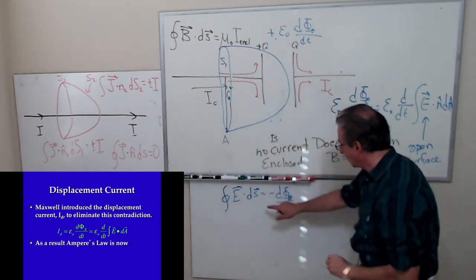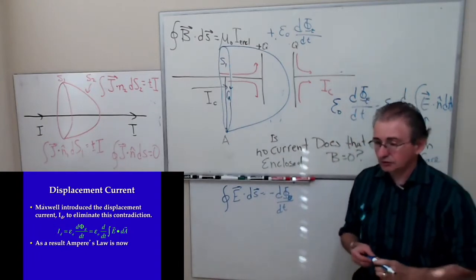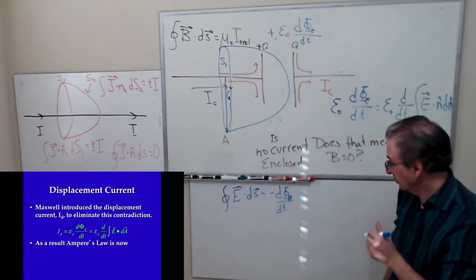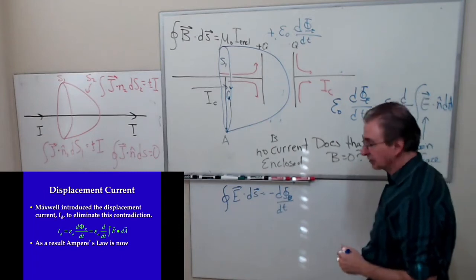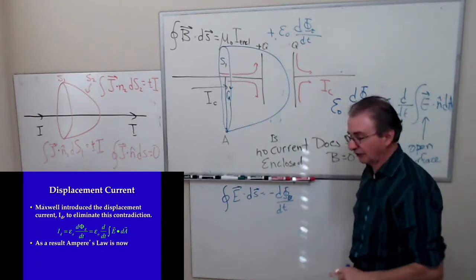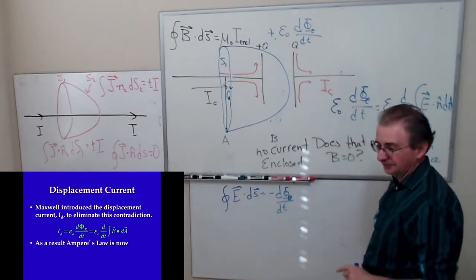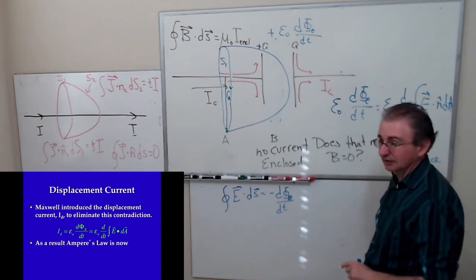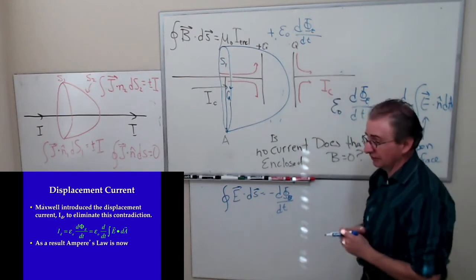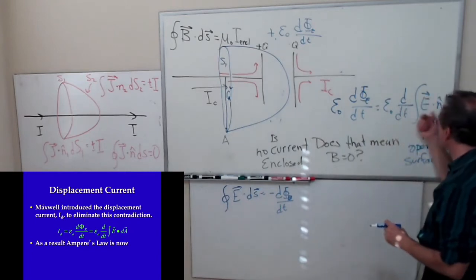A changing magnetic field induces an electric field. So he said that if nature is symmetric, then a changing electric field will produce a magnetic field. And that's what this is a statement of. This tells you that a changing electric field produces a magnetic field.